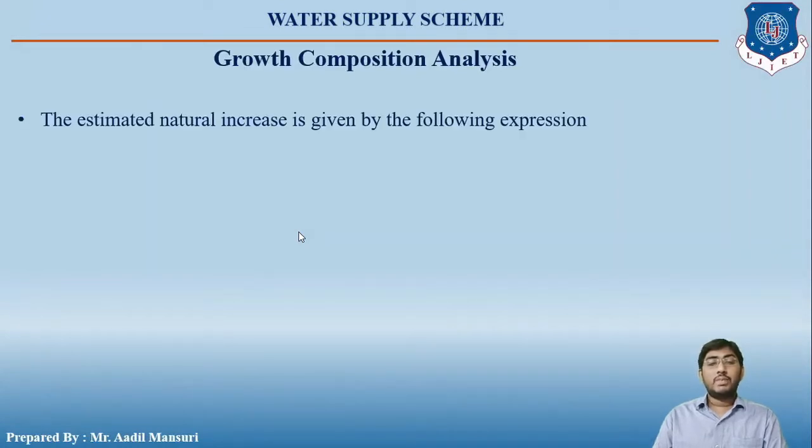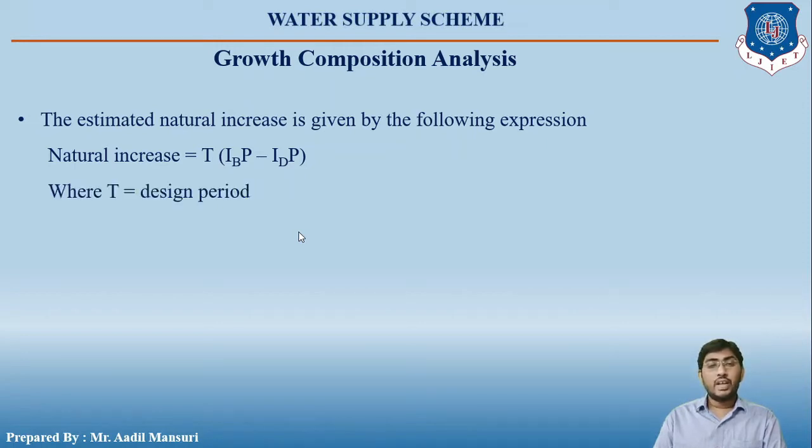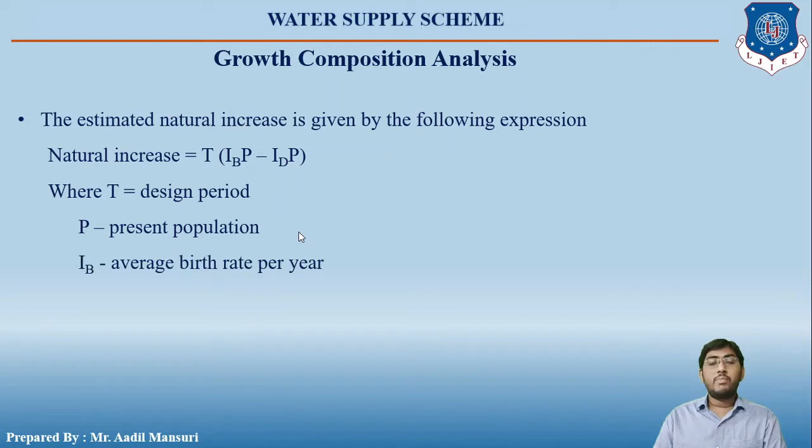So the estimated natural increase is usually given by this expression: natural increase equals T into P times (IB minus ID), right? Here T is the design period, P is the present population, IB is the average birth rate per year, and ID is the average death rate per year.